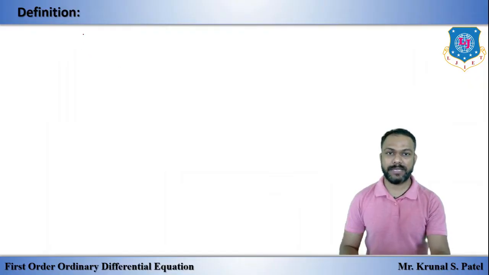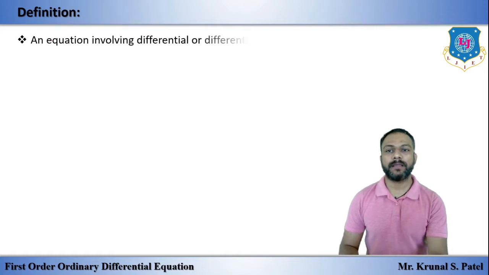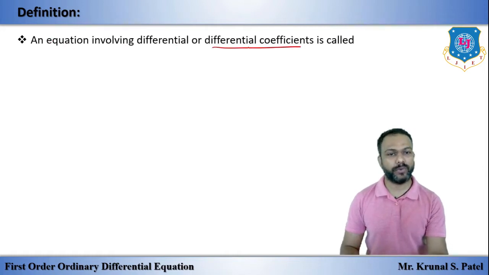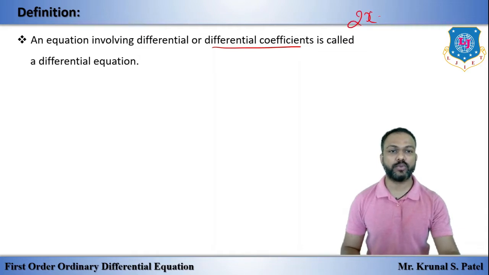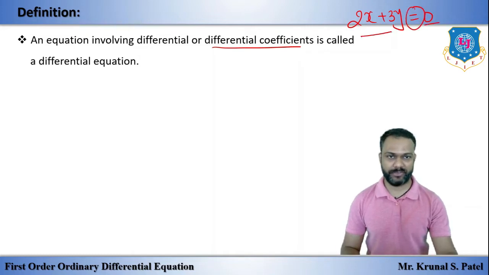So we have first the definition of differential equation: an equation involving differentials or differential coefficients is called a differential equation. We are all familiar with equations. If we write 2x plus 3y is equal to 0, this is an equation. When two quantities are equated with each other, that becomes an equation. Now what is a differential equation?